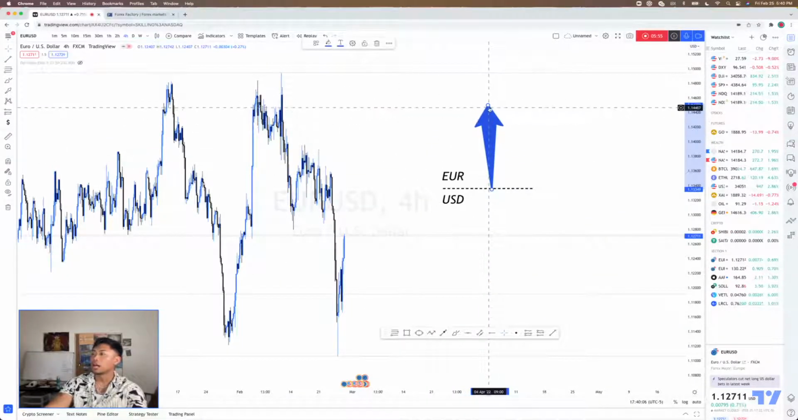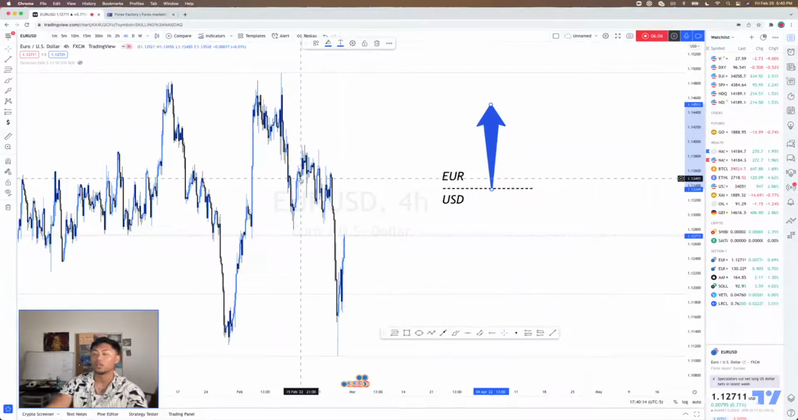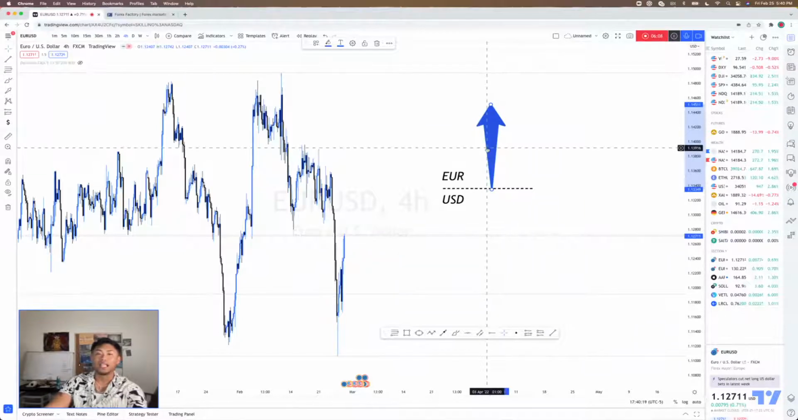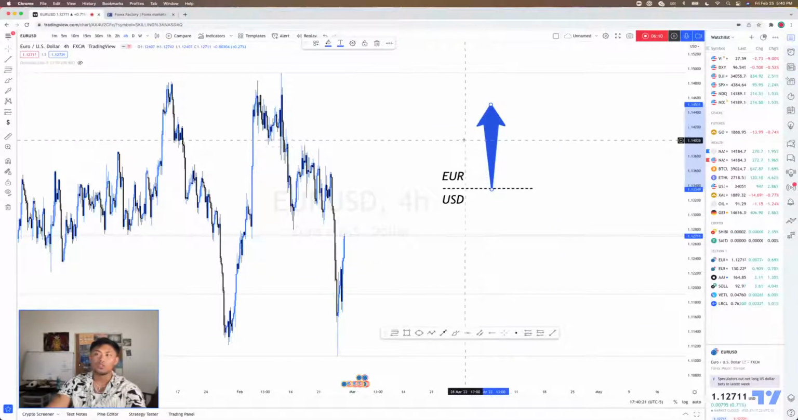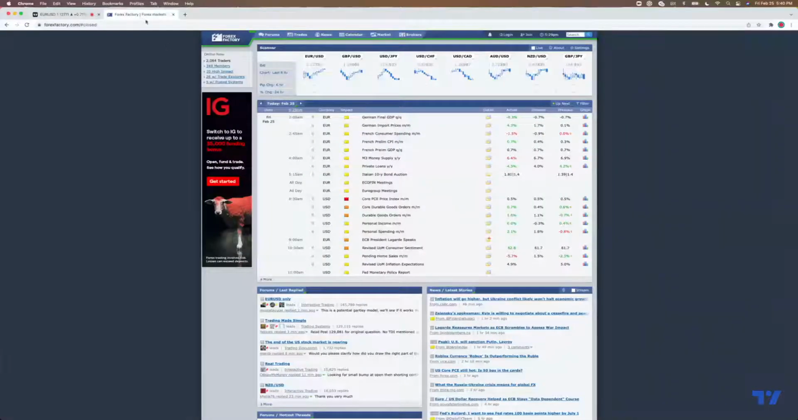Now, how can we tie in looking at the news? How can we potentially use that to our advantage to make our analysis even more sufficient? Well, one of the major websites that I use right now when it comes to looking at the news is forexfactory.com.